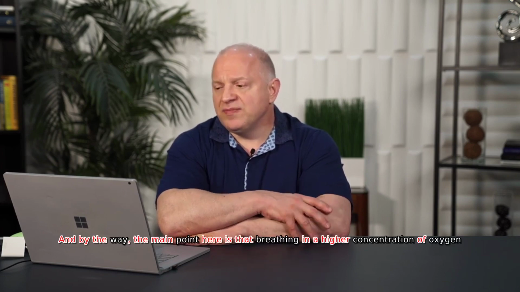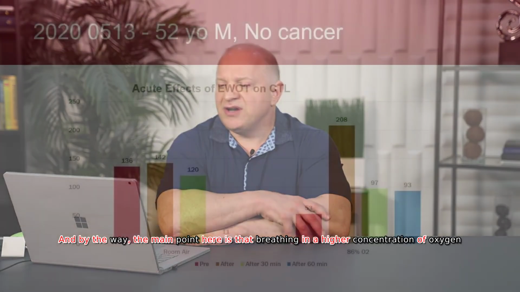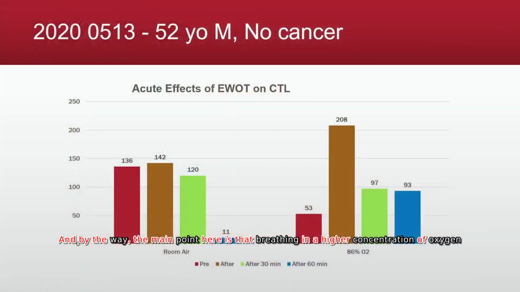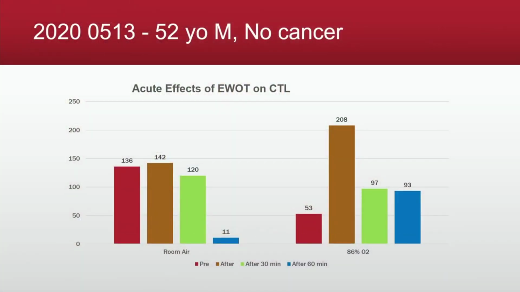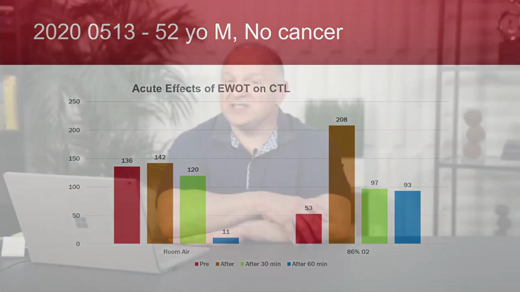By the way, the main point here is that breathing in a higher concentration of oxygen increased the cytotoxic T lymphocytes. Why does that matter? Those are the preferred cells that fight and kill cancer cells. So think of this as initial data in someone with no evidence of cancer.